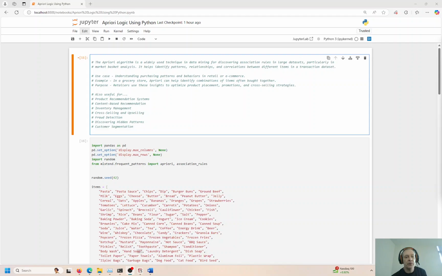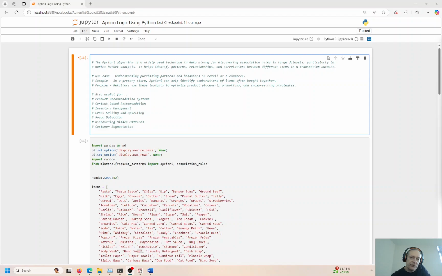A typical, common example would be in a grocery store. Apriori can help us identify combinations of items that are often bought together. Okay, so these are the correlations or the relationships, and the purpose is for retailers to use these insights to optimize product placement, promotions, and cross-selling or upselling strategies.